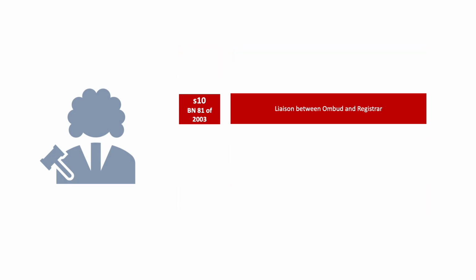Next, we will look at Section 10 of Board Notice 81 of 2003, which deals with the liaison between the FAIS Ombud and the Registrar. Take note that the Registrar may also be referred to as the Commissioner, the Authority, or the FSCA. We look at this to understand the flow of information and the relationship between these parties, which is important as this gives context as to why the Registrar may take steps to debar a person.